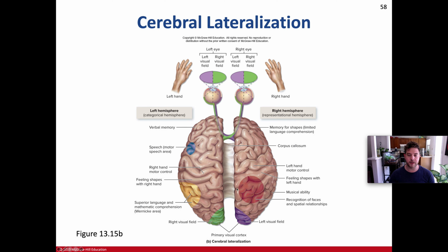So here is just a representation of all of that, kind of showing you the left hemisphere being categorical, right being representational, the right side controlling left-hand motor control, left side controlling right-hand motor control, the different speech areas, the motor speech area, Broca's area. Here's Wernicke's area back here, your visual fields in your occipital lobe.